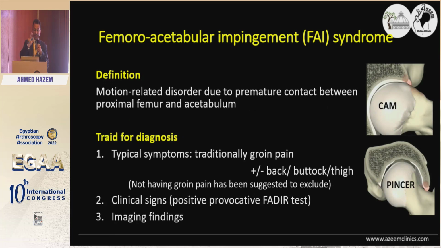Femoroacetabular impingement they define as a motion-related disorder due to premature contact between the femur and the acetabulum. And we all know that there are 3 types: CAM, which is abnormality of the femur; pincer, abnormality of acetabular overcoverage; and a combined mechanism of them. They defined a triad of diagnosis: typical symptoms, pain in the groin, but sometimes pain in the back or the buttocks. Mainly, they present with an anterior hip pain or groin pain, plus clinical signs like a positive anterior impingement test, flexion, abduction, internal rotation, and typical radiographic findings.